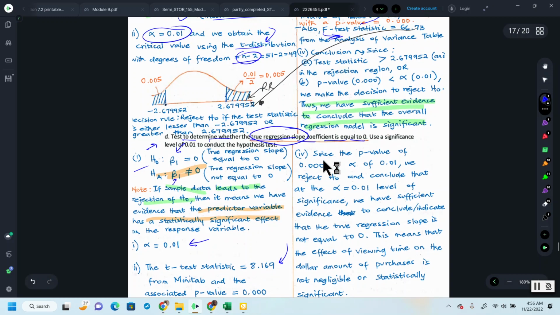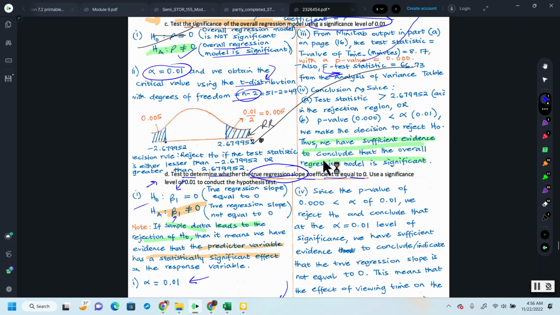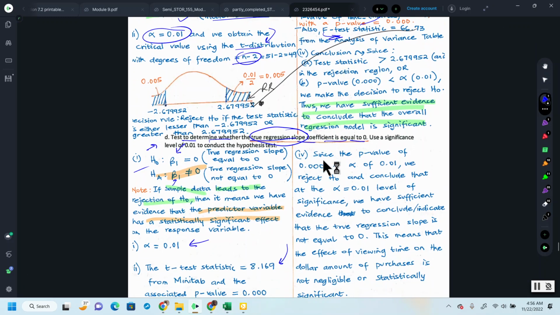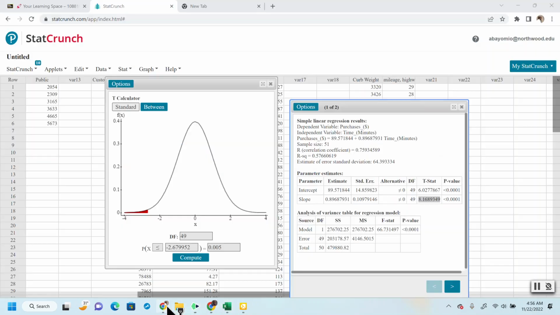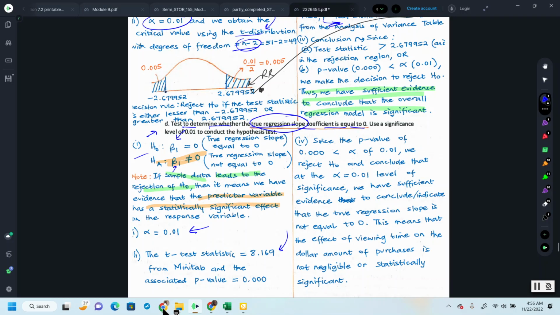And as it is, I would like to quickly look at also the p-value here. Remember, the p-value was also reported here. That is 0 because it's essentially so small that it's smaller than 0.001. So the p-value here is literally 0. And using the p-value approach, since the p-value is lesser than alpha, we're going to reject the null hypothesis.